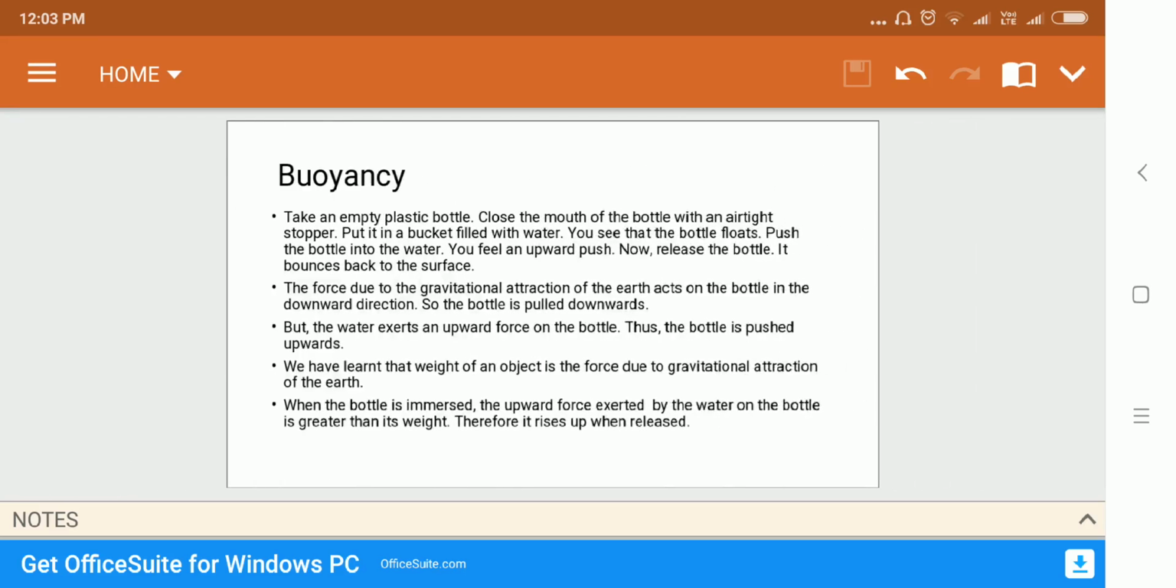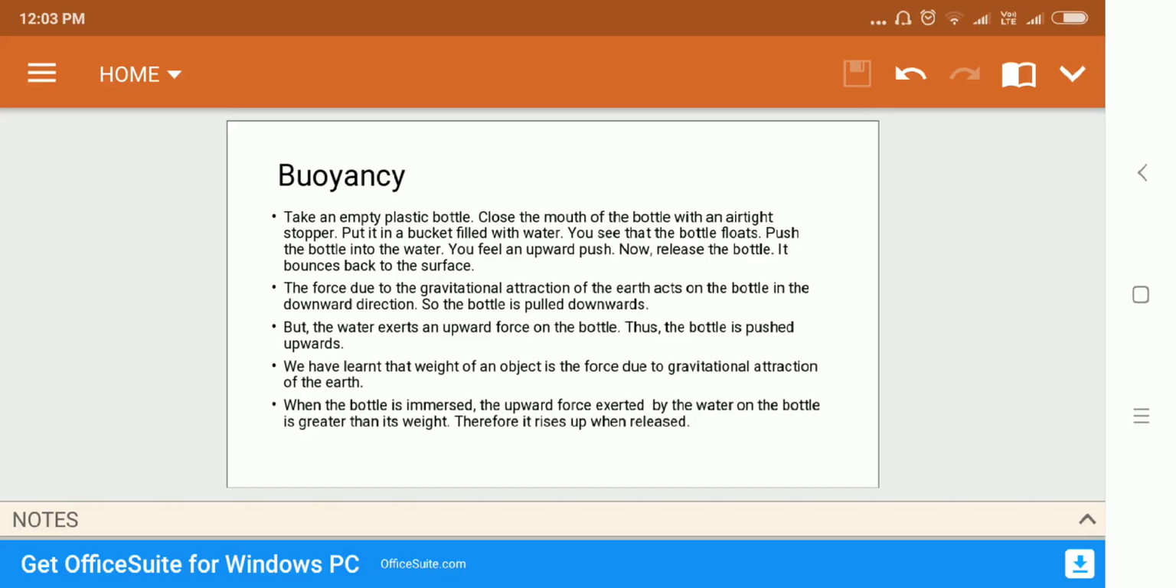Now, the next concept is buoyancy. To understand what buoyancy is, let us do one exercise, one activity. Take one empty plastic bottle and close its mouth with an airtight stopper.